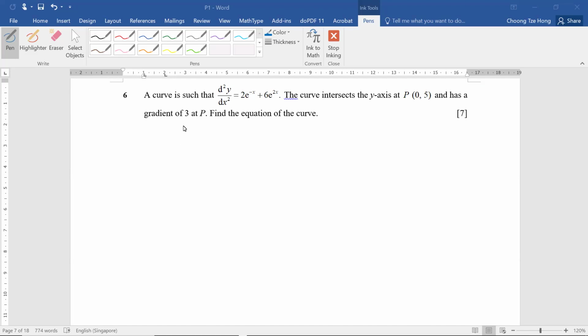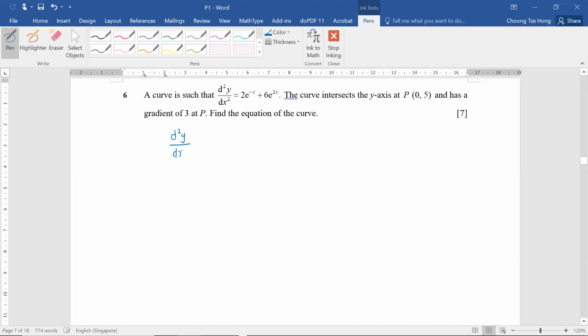So you see that this question is a 7-mark question. But when you see a question like this, it doesn't mean that it's going to be very difficult. So let's analyze the question in a calm manner. Over here they give you d2y/dx squared, so this is the second derivative.